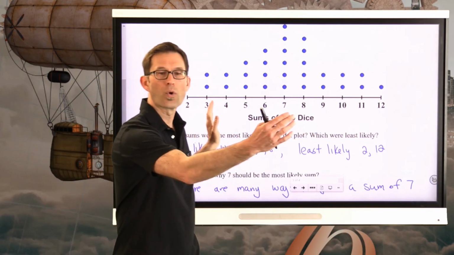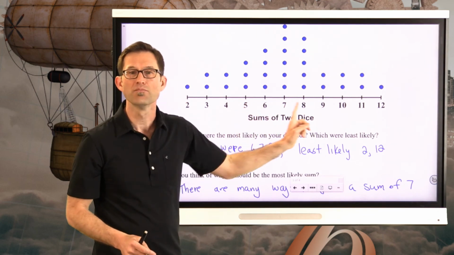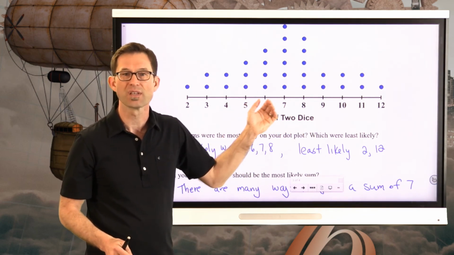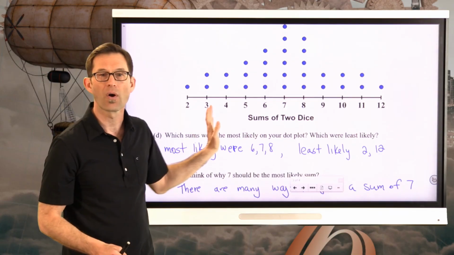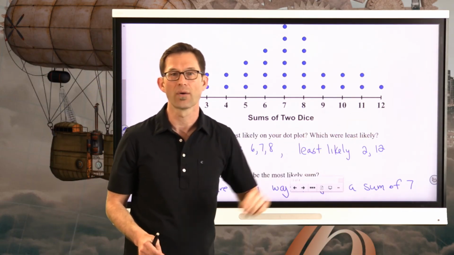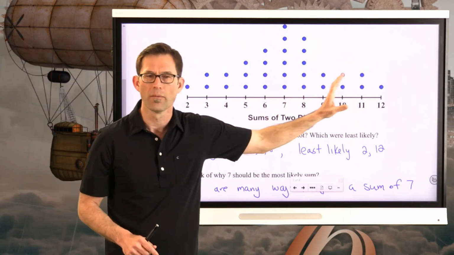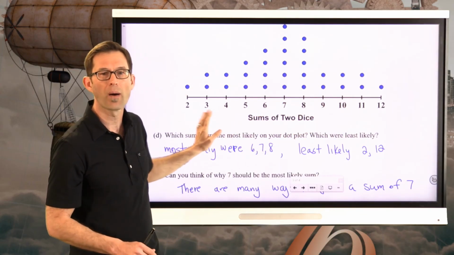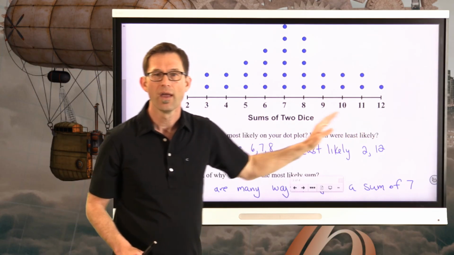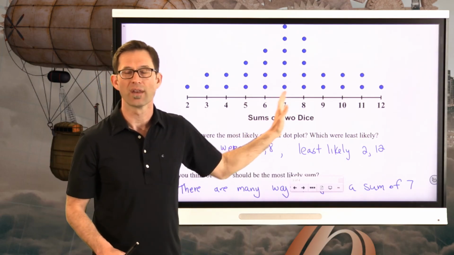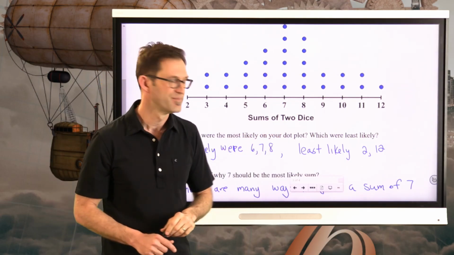So as you kind of work in here, right, there's more and more ways that you can get sums of 6, 7, and 8 than there are of getting the sums out here. Therefore, giving us a very non-uniform probability with a very low probability of the sums out here and a much higher probability of getting sums in here.